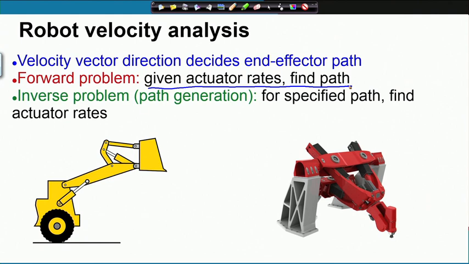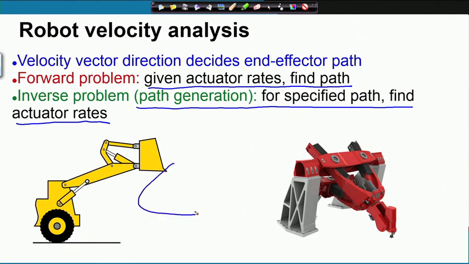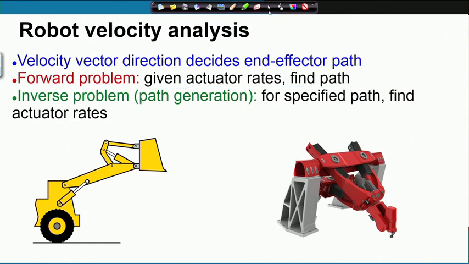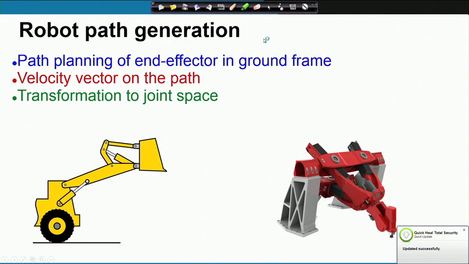The inverse problem, which is very relevant for various applications, is the path generation problem, in which for a given path of the end effector, we have to find out the rate of expansion of these actuators. So, that is the inverse problem, which is the path generation problem. We have discussed briefly what the path generation problem is.